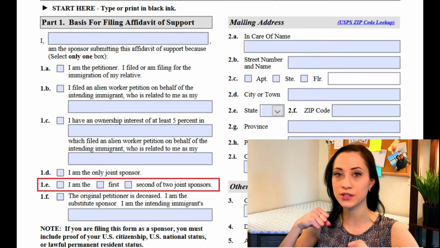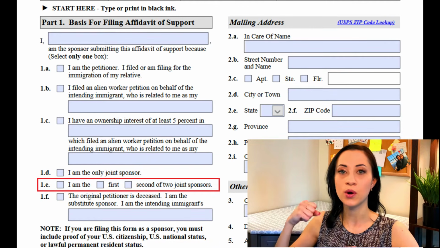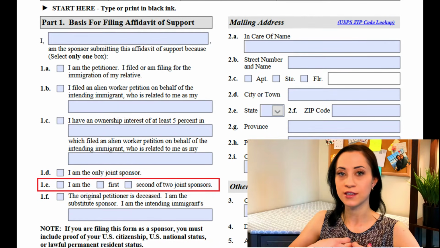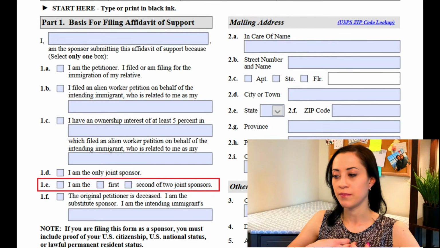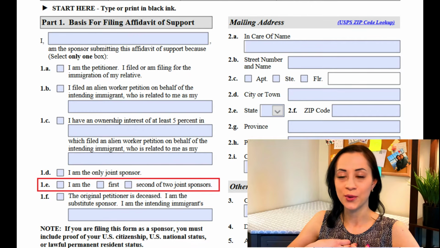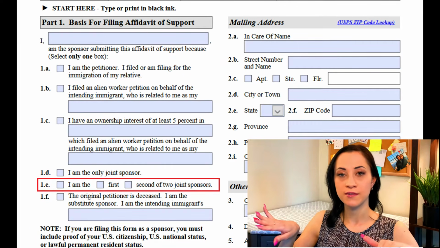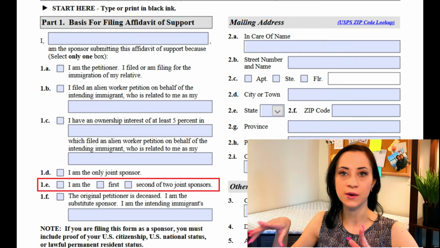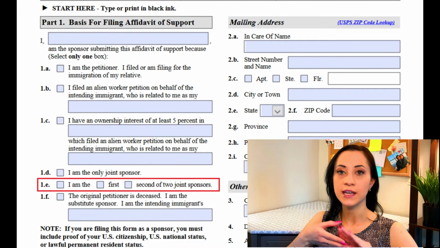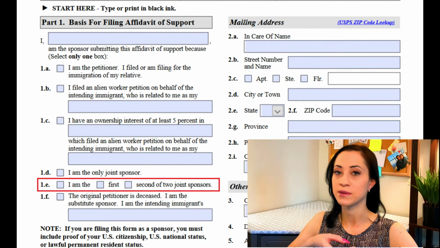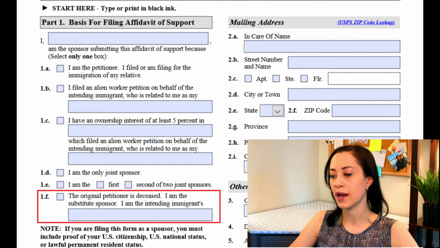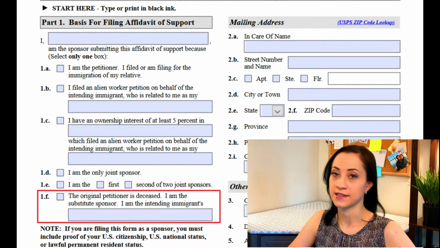So instead of one joint sponsor trying to support 4 immigrants plus their own family, which may be way too difficult to make the necessary income for, using 2 sponsors will split that responsibility. However, once again, I want to remind you guys that joint sponsors cannot combine their income between each other, or combine their incomes with the petitioner. And finally, option 1F is for substitute sponsors if the original sponsor is deceased.